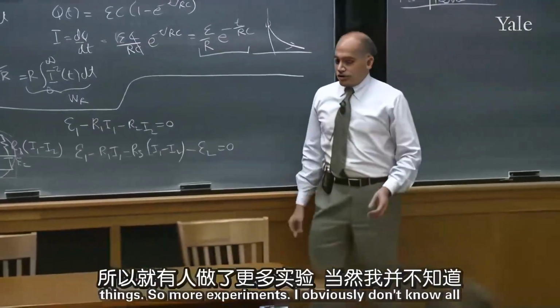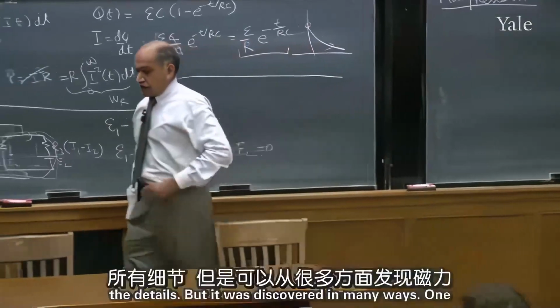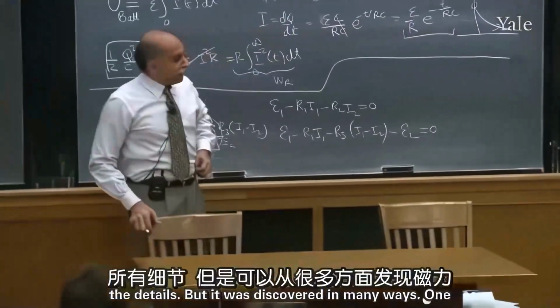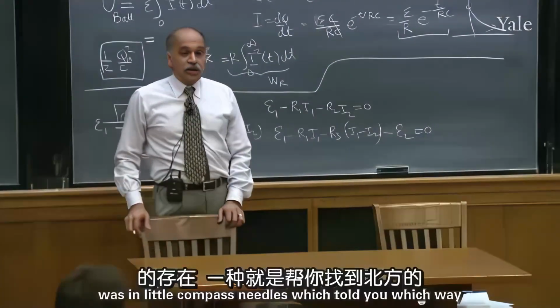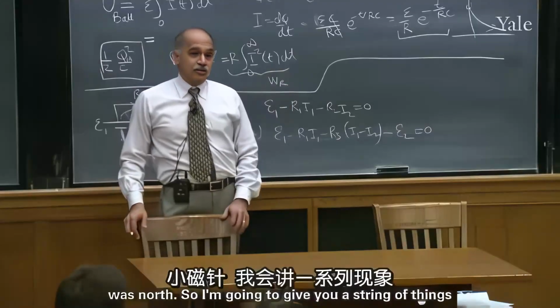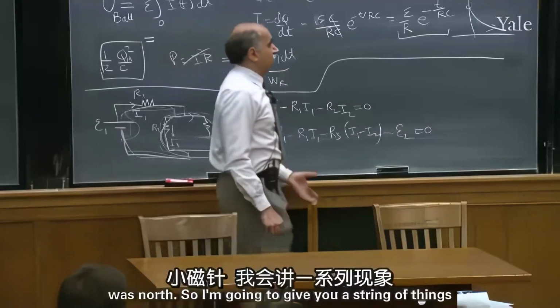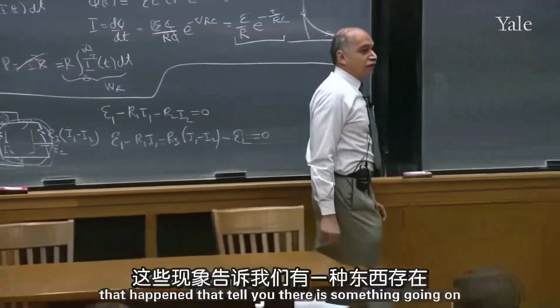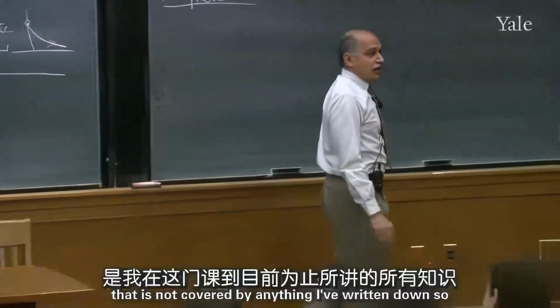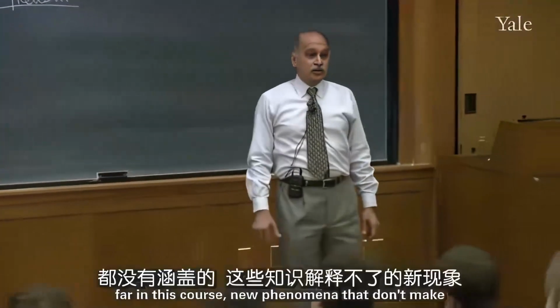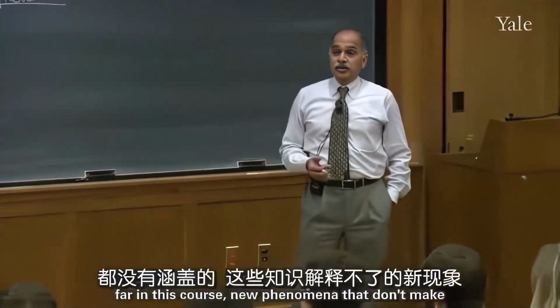So they did more experiments. I obviously don't know all the details, but it was discovered in many ways. One was in little compass needles that told you which way was north. So I'm going to give you a string of things that happened that tell you there's something going on that's not covered by anything I've written down so far in this course. New phenomena that don't make sense.